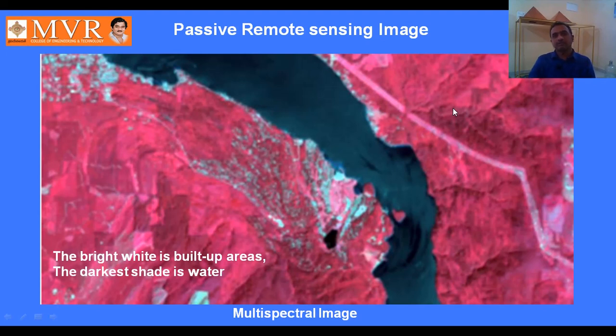Then this is the passive remote sensing image. See here what happened, this is a false color combination. Then, multispectral image. This is the multispectral image.